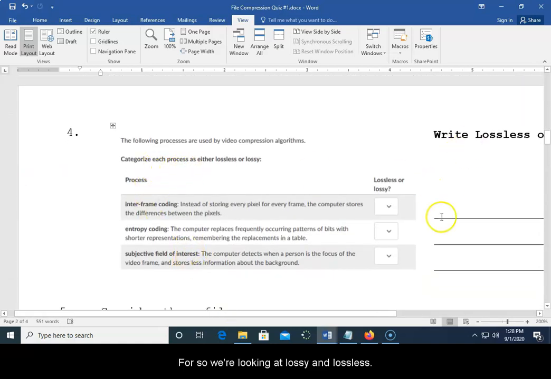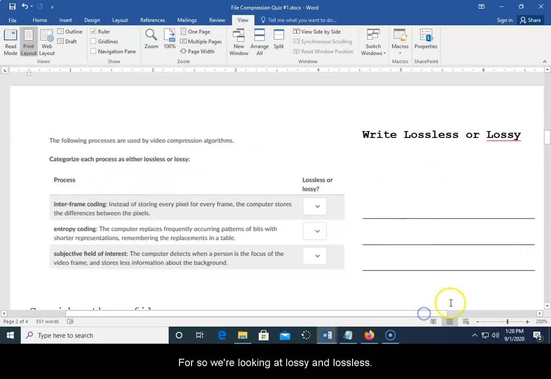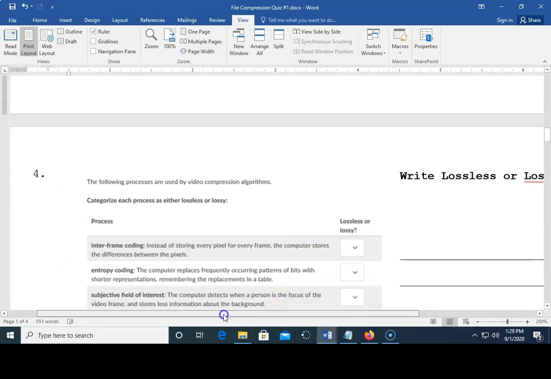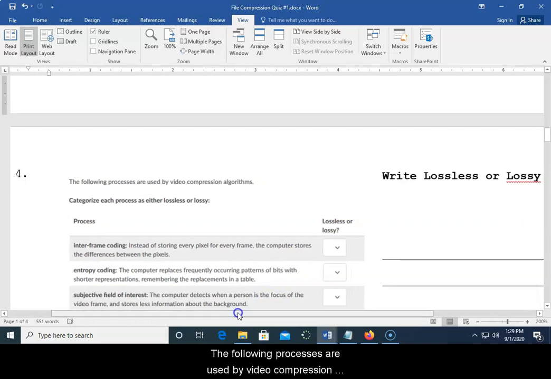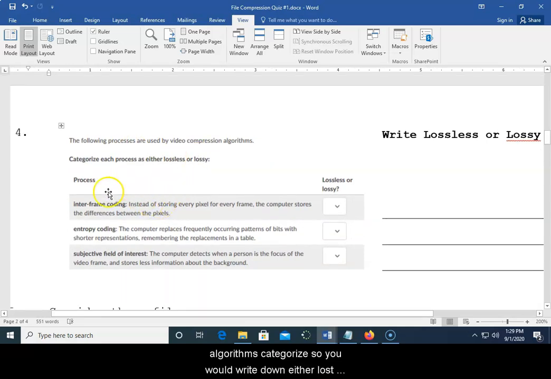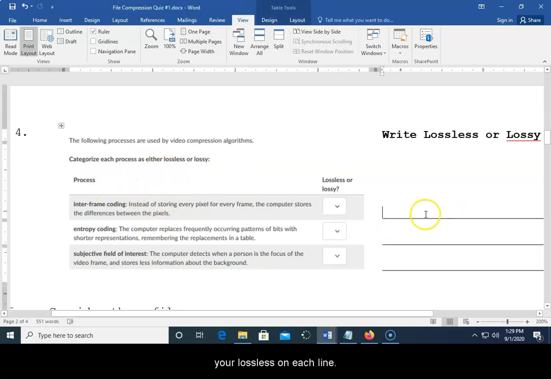4, so we're looking at lossy and lossless. Let's see here, what does it say? The following processes are used by video compression algorithms, categorized by, so you would write down either lossy or lossless on each line. So instead of storing every pixel for every frame, the computer stores the difference between the pixels.